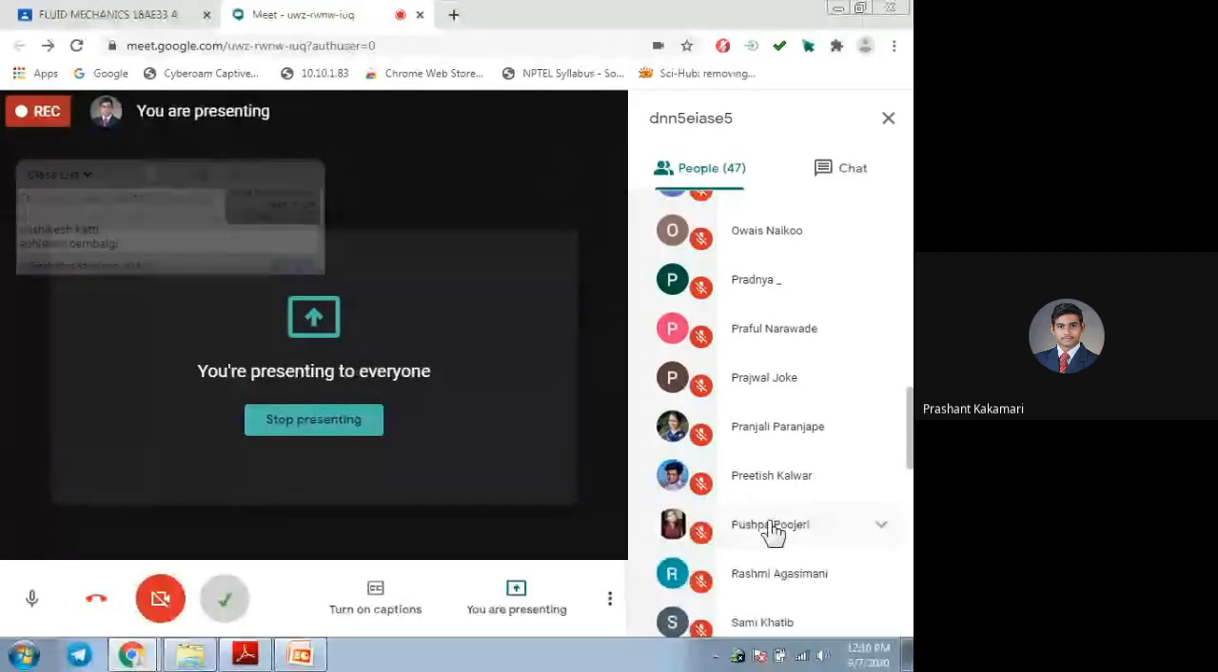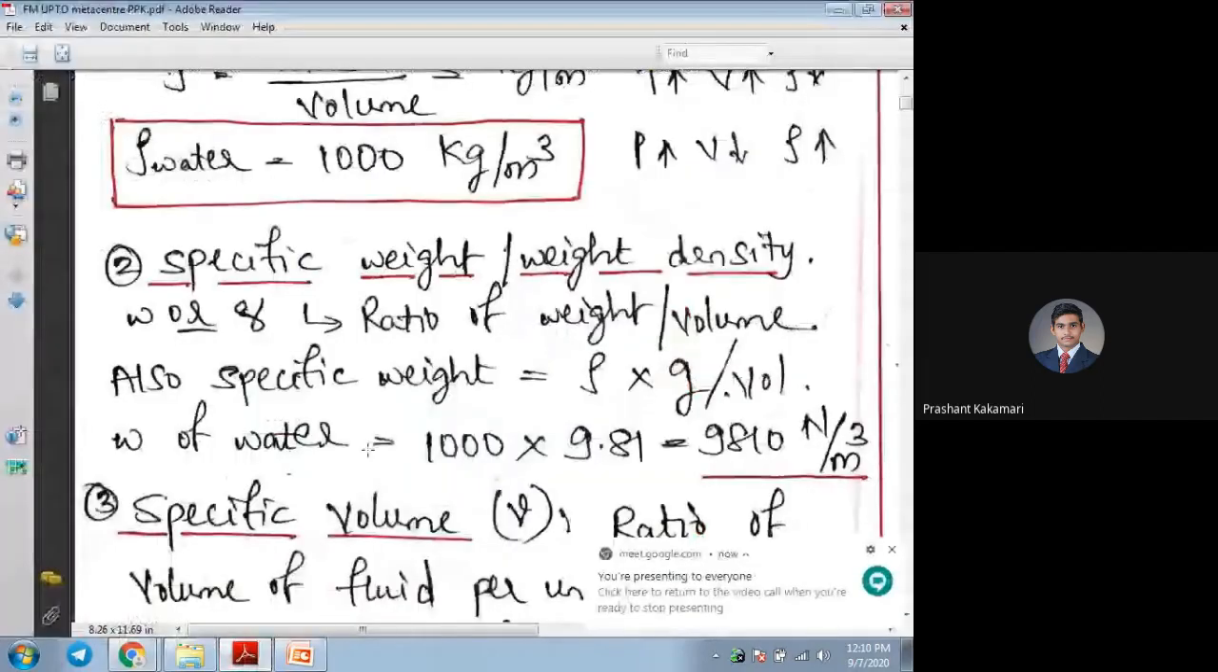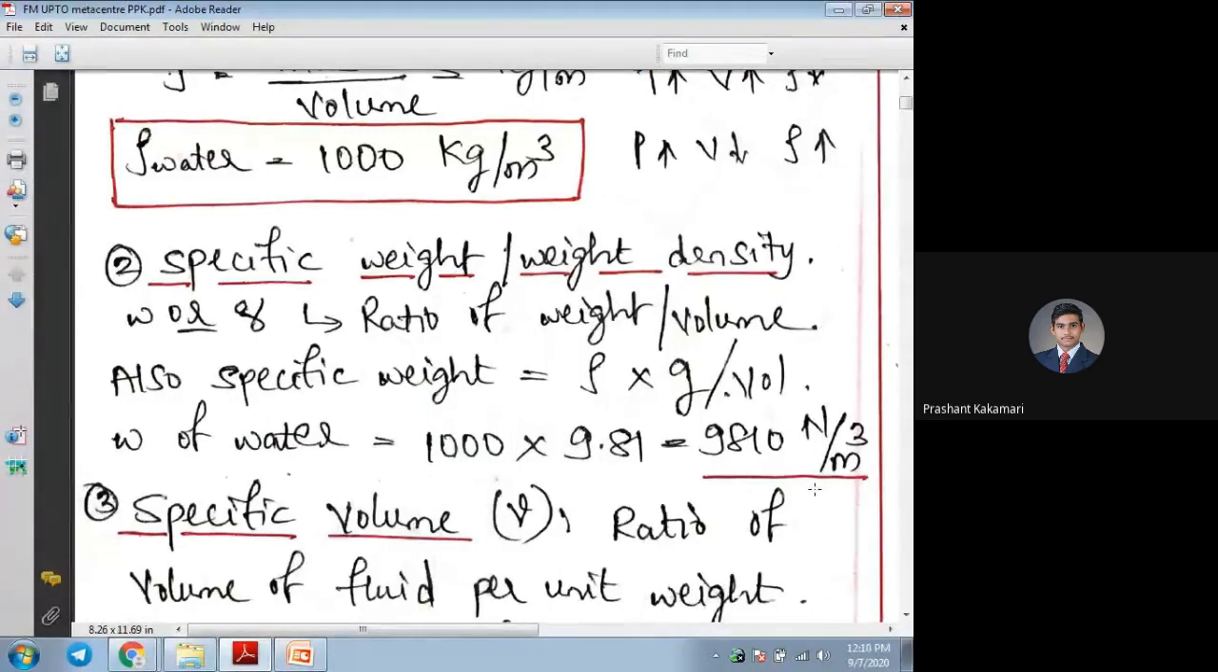Yes, Prajwal, is it understood to you? What are specific density and specific weight? Okay. Please, everyone, note down these definitions and the ratios. That will be practice for yourself. You can also practice and check the units also.